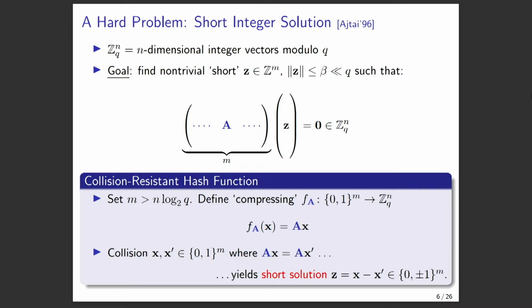Oh, how do we check short? So we know the entries of Z are ternary, and so the Euclidean norm of Z is at most square root m, because every entry has absolute value at most 1. So we'll just set this beta to be square root m.